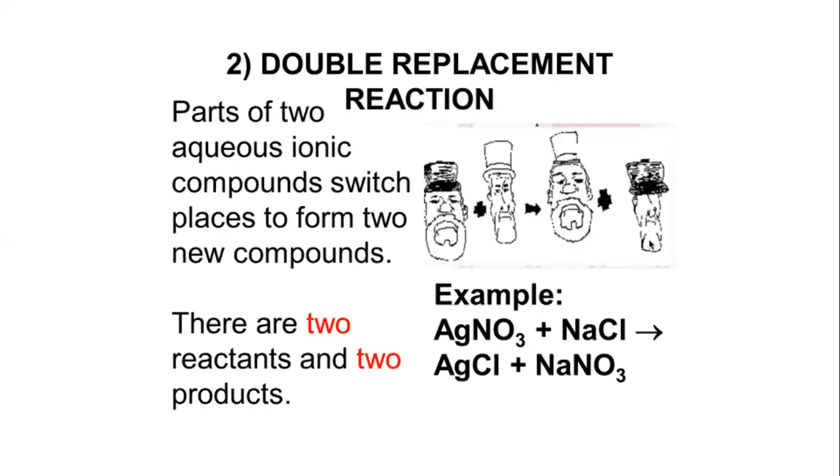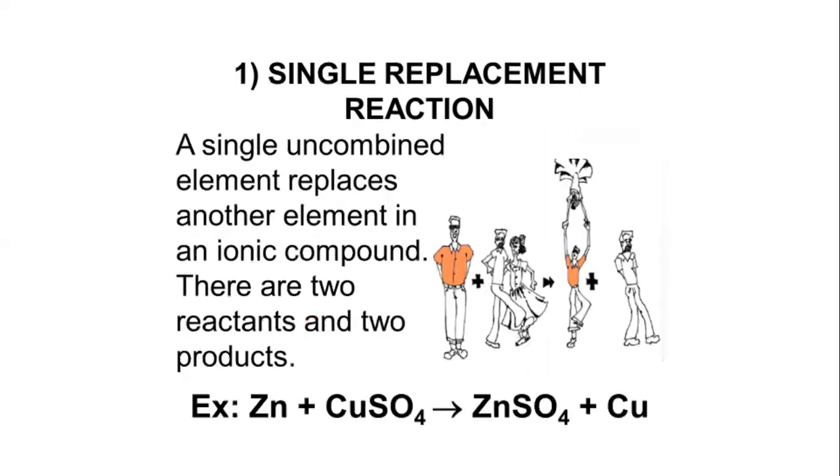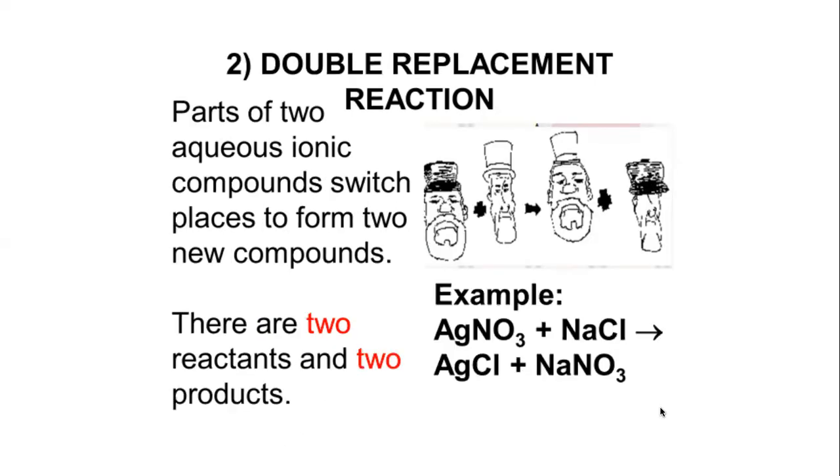Now we also have something that's called a double replacement reaction. Parts of two aqueous ionic compounds switch places to form two new compounds. There are two reactants and two products. So what you can see here is that you have this singular metal and then this compound here, and it's going to swap to form this compound and this singular metal. But here in this example, you have two reactants and two products.